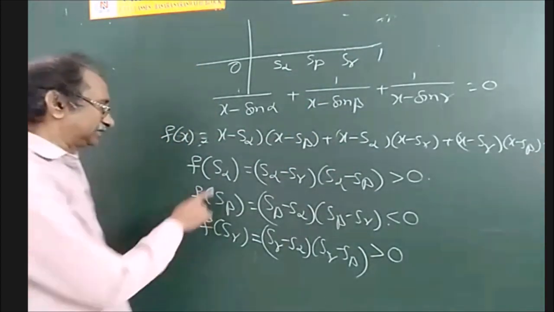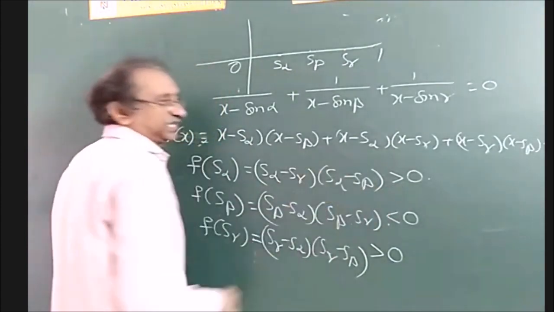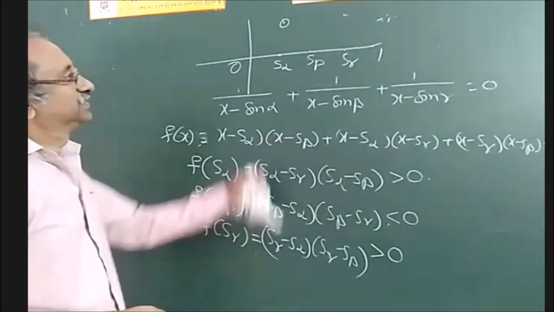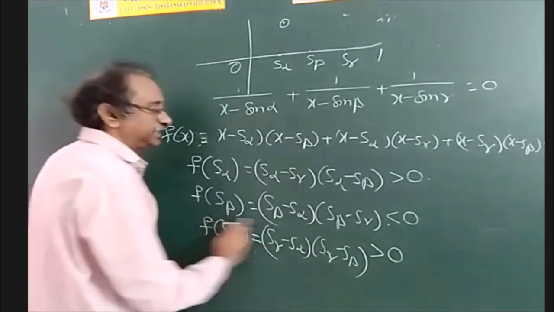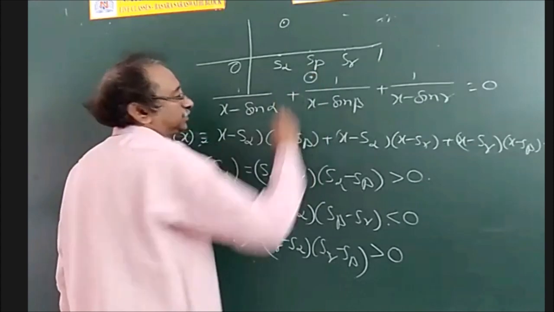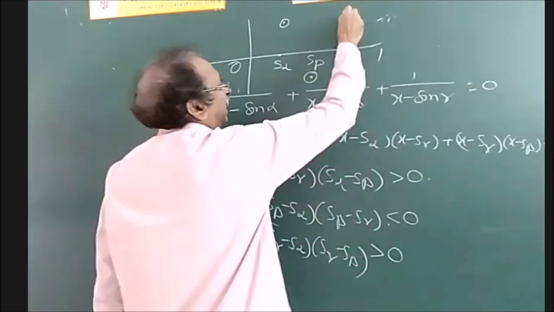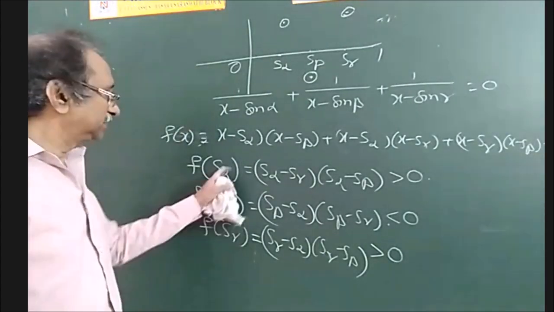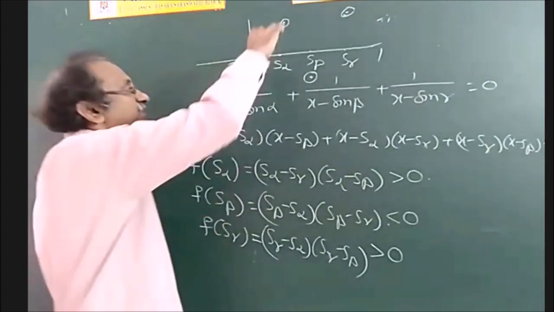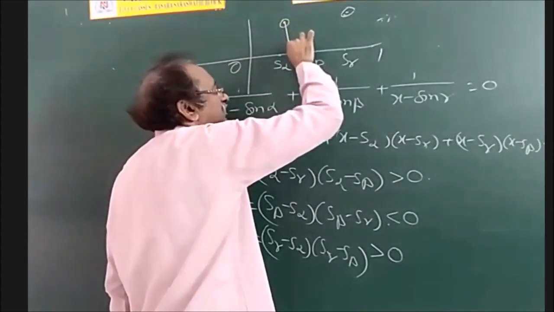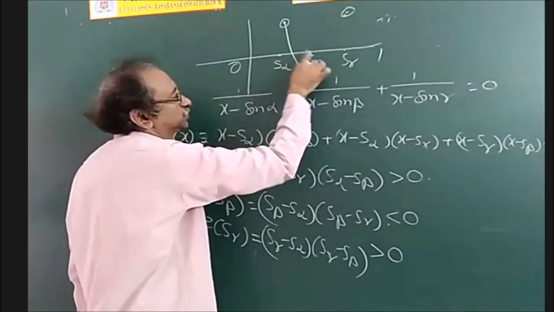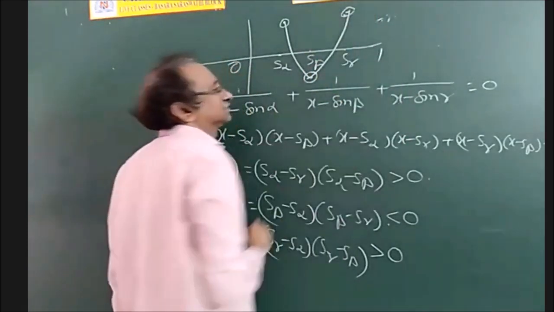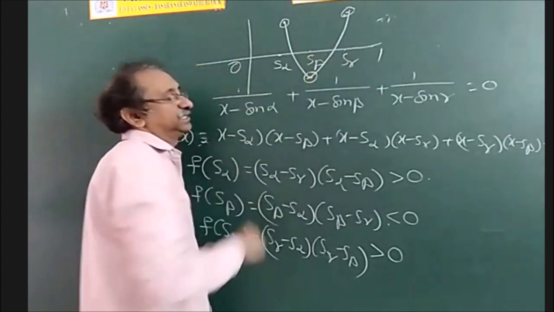So if you put x is equal to sin alpha, f of sin alpha is positive. The value I don't know, but it is positive. F of sin beta is less than 0, it is negative. F of sin gamma is again positive, I don't know the value, but it is positive. And now you draw the graph, because it is a parabola, it is a continuous graph. Definitely, you have to cross the x-axis in between sin alpha and sin beta. And to reach there, again you have to cross the x-axis in between sin beta and sin gamma.